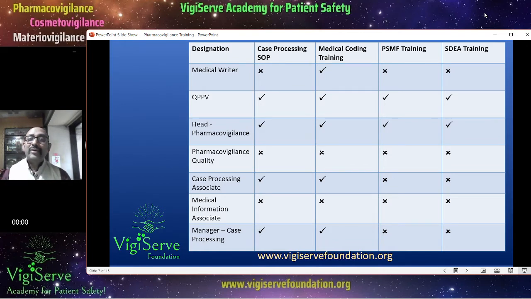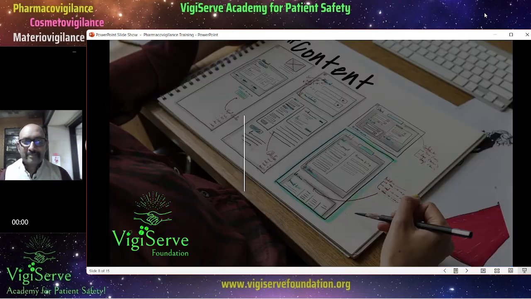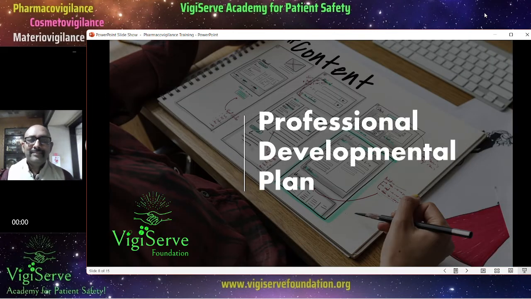So this way you need to create a training matrix for the entire department, and it should be duly signed off. And as and when you update it, it should be version controlled, and again it should be signed off. So you should maintain all the old versions as well. So the training matrix is extremely important, not only in pharmacovigilance but even in other departments as well. Okay.